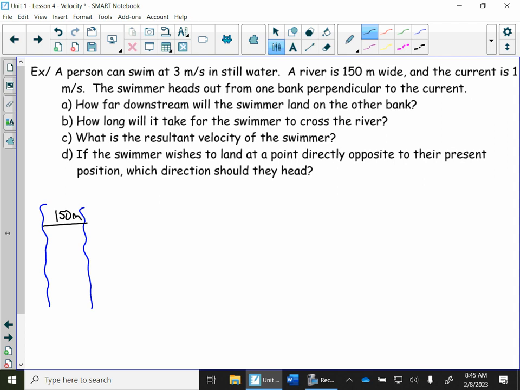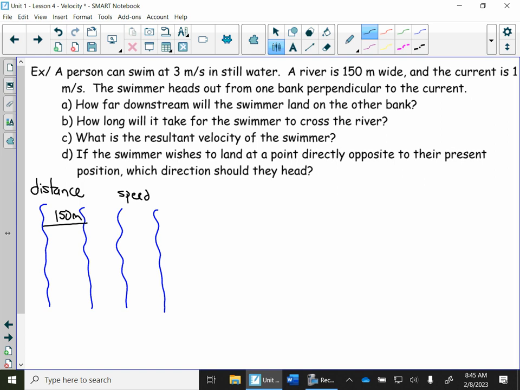We know they can swim 3 meters per second and the current is 1 meter per second. So the trick with this is we actually have to think of this as two separate problems. We've got a distance problem, something about the river itself, how wide it is. We've also got a speed problem. So I'm going to draw the same river, and this time I'm going to talk about speed.